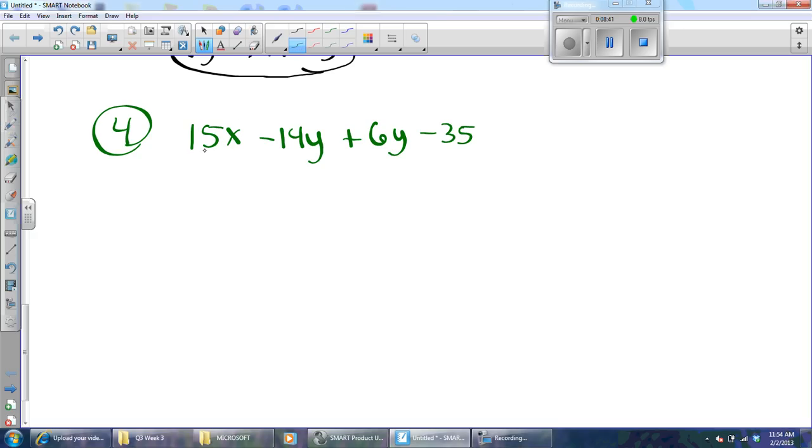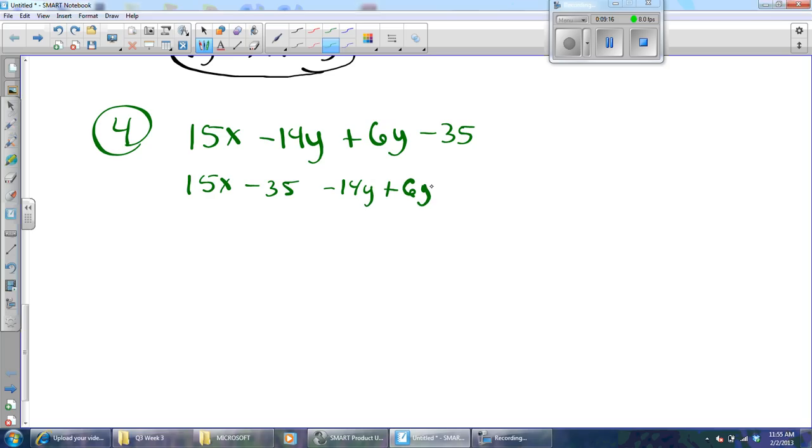Okay, I'm going to look and see. Do I have a GCF between 15x and negative 14y? No, I don't see a GCF there. So I'm going to have to rewrite these terms. Maybe I'll leave the 15x first. And when I look and see, I've got this 35. I know it has a common factor with 15. I'm going to bring the 35 next. And then I'm going to go with a negative 14y plus 6y.